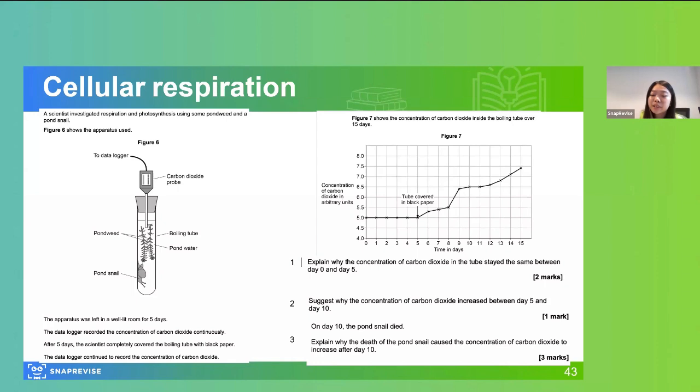Third question, this one I'm just going to explain to you because this was not covered earlier. It's asking you to explain the death of the pond snail causing the concentration of carbon dioxide to increase after day 10. I believe this is only, I'm unsure about this, I think this is mainly triple science, but I'm unsure. Don't take my word for it. But here it tells you this is when a pond snail dies after day 10.